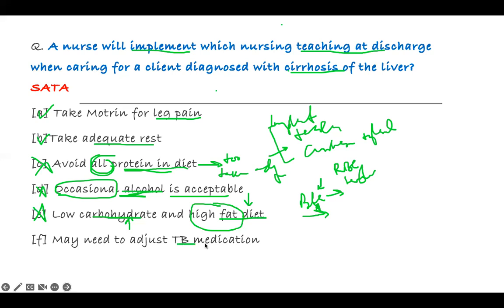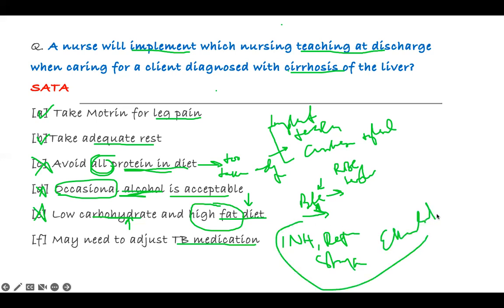May need to adjust TB medication. Guess what? All the TB medication causes liver injury: INH, rifampin, streptomycin, and ethambutol. If you're taking any of these, you need to adjust for your liver. You need to adjust the level because if you have cirrhosis of the liver... I have a video that talks about all these medications. You can check it out on my website.